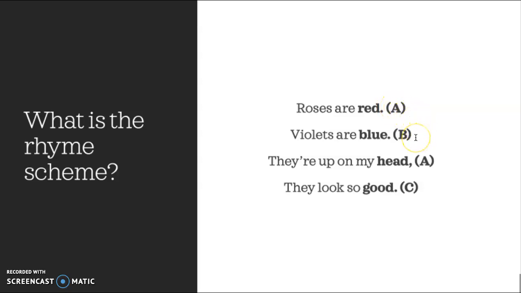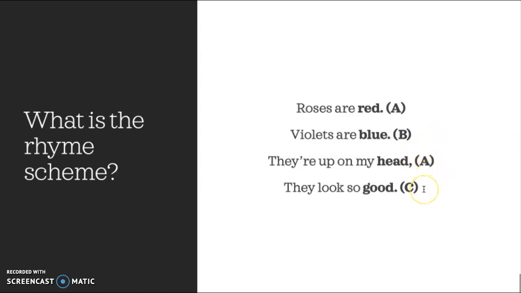Look at line 2. "Violets are blue." Now here you have to look at the last word of the line, blue, and then look at the word red. Does blue rhyme with red? No, it does not. So since it does not rhyme with line 1, we put the letter B. That's the label part. Now we go to line 3. "They're up on my head." Does head rhyme with red or blue? Well, actually, head and red both have the same sound. They both rhyme. So that's why you see the letter A, because they have the same rhyming sound.